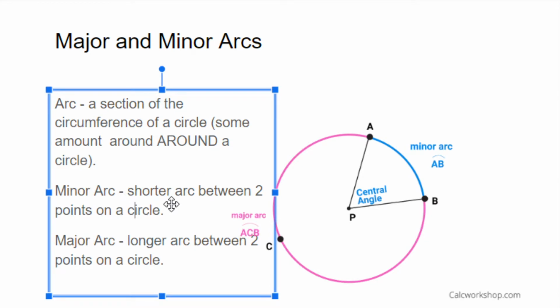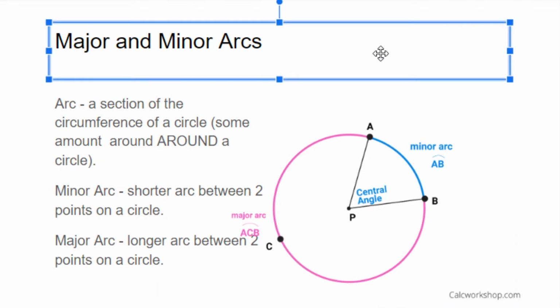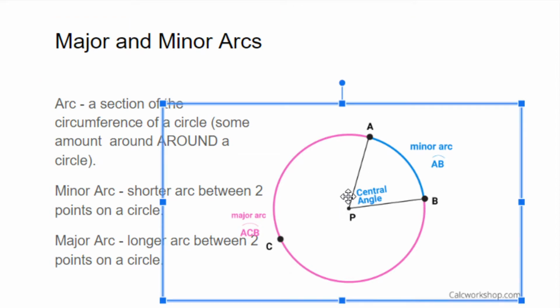and that's where minor and major arcs come in. So a minor arc is a shorter arc between 2 points on a circle, and a major arc is the longer arc between 2 points in a circle. This should be moved over a bit, sorry.